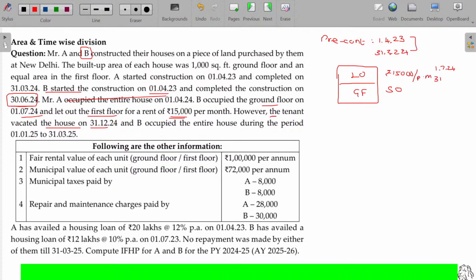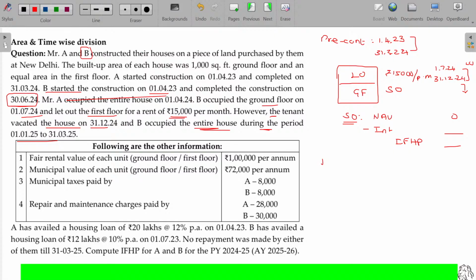Up to 31/12/24 it was let out. Thereafter, okay, B occupied the entire house during the period from this date. Remaining date self-occupied. Now, no other way, you have to segregate these two houses. In case of self-occupied portion, NAV is equal to 0. From there, you can subtract only the interest. You'll get income from house property here.